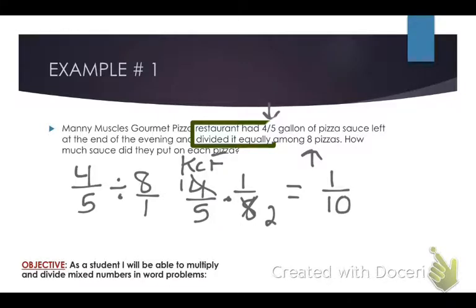And it says how much sauce? Well, how was sauce measured? In this particular question, it was measured in gallons. So it's 1/10 of a gallon of sauce, and that is per pizza. Okay, so 1/10 of a gallon of sauce, which, hey, I don't know if that's a lot or not.